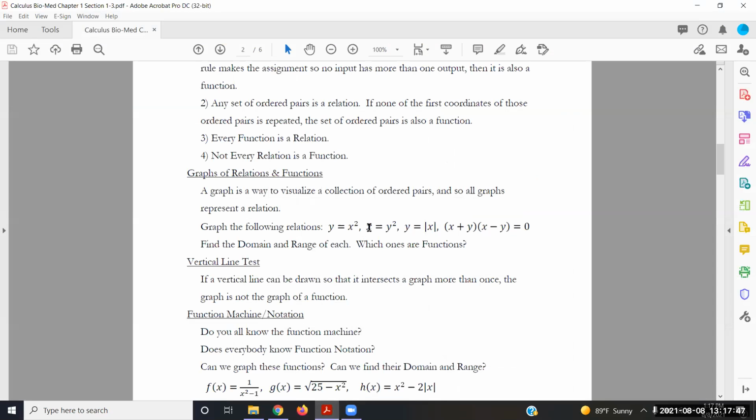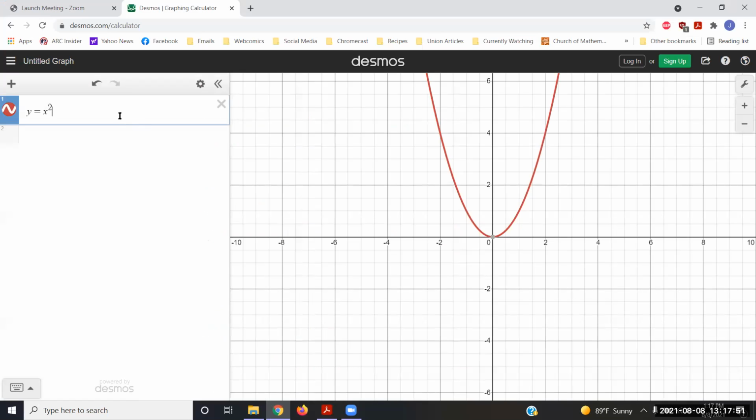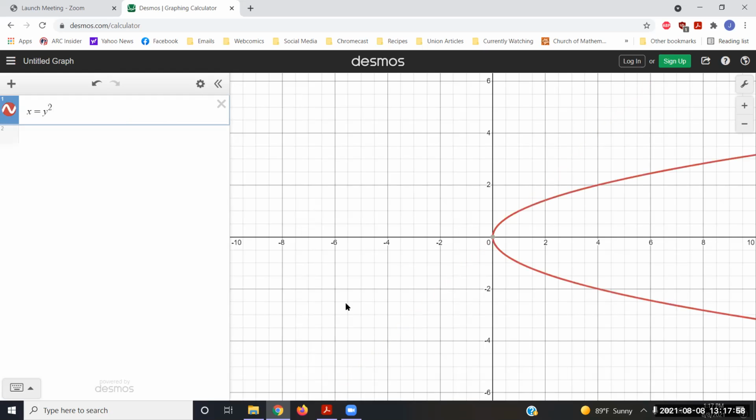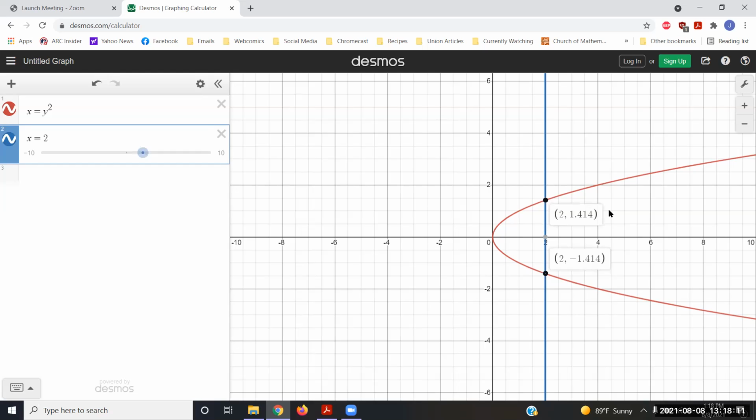The next example is x equals y squared. That's going to be the inverse of our parabola. Notice this is now not going to be a function, because if we were to draw a vertical line, and let's even just write in a vertical line, x equals 2, notice that this is going through two different points on our curve. And so while this curve is a relation, it is not a function.